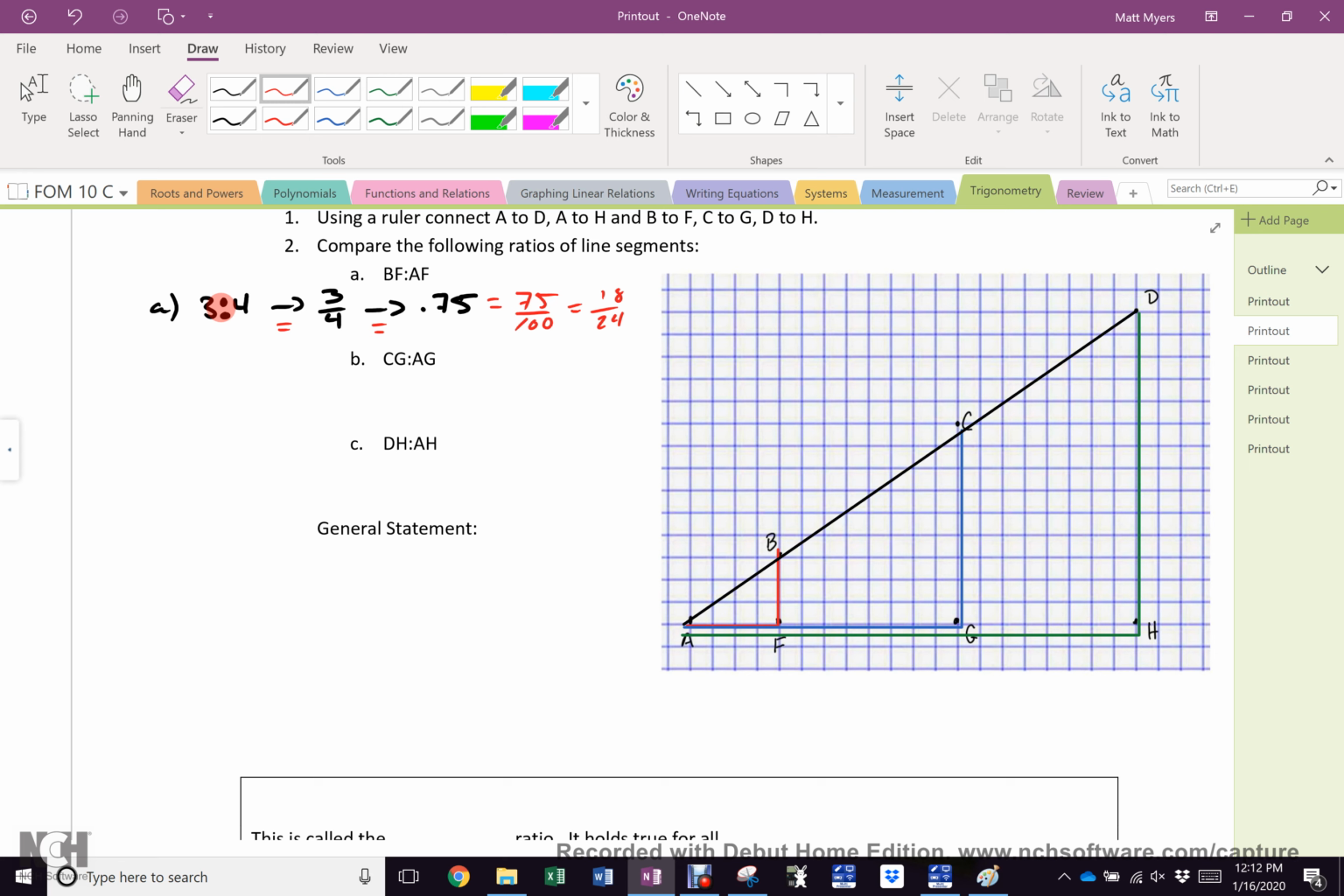Everybody cool? Okay, what's DH? You can't quite see H over here. What's D to H? 15. D to H is 15, and A to H? 20. 20. Knowing what you know. 15 to 20, which is 15 over 20, which is 3/4, which is 0.75.